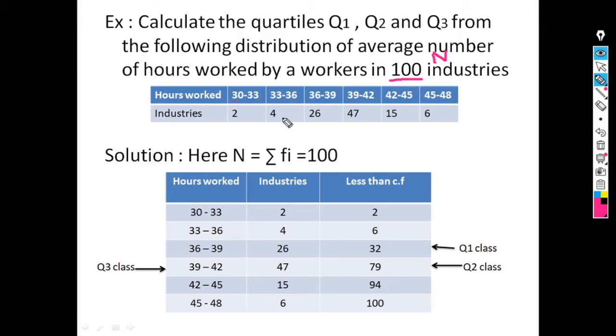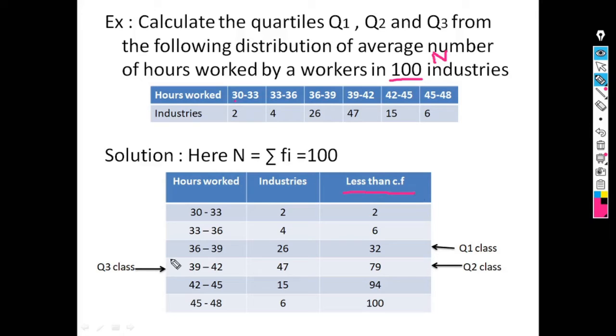So our first step is we have to check whether the data is discrete or continuous. If it is discrete, then we have to convert it into the continuous form by subtracting 0.5 from the lower limit and adding 0.5 to the upper limit. But here the data is already in the continuous form. So our next step is we have to calculate the less than type cumulative frequency for deciding the classes, that is Q1 class or lower quartile class, Q2 class or median, and Q3 class or upper quartile class.